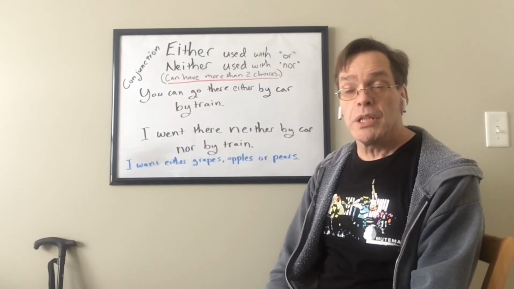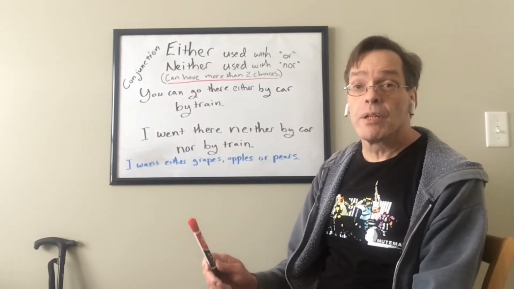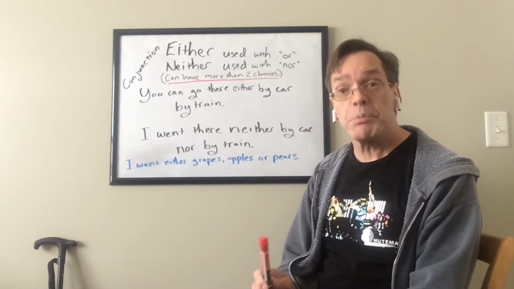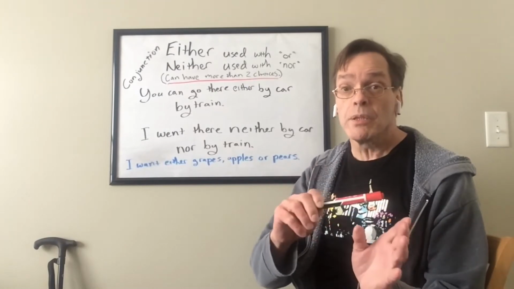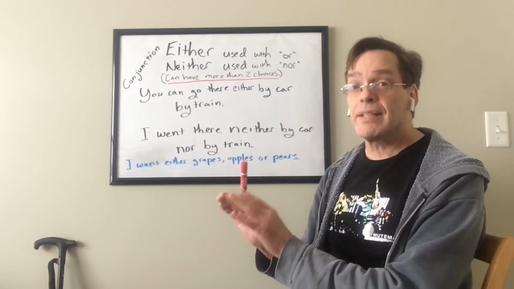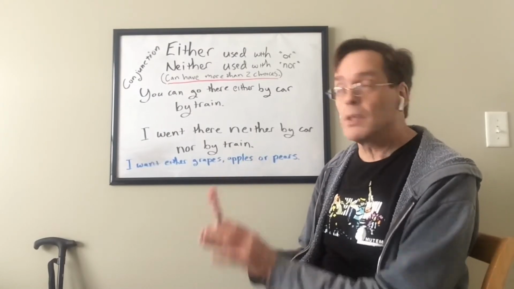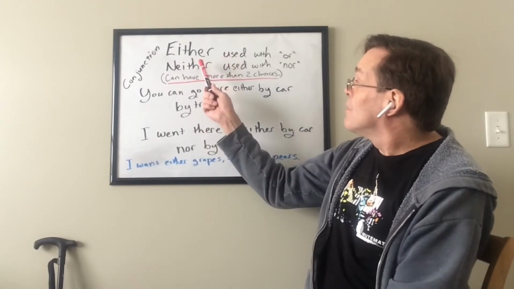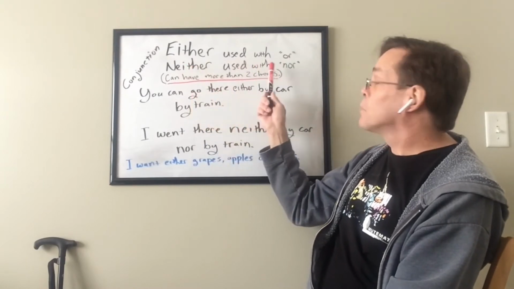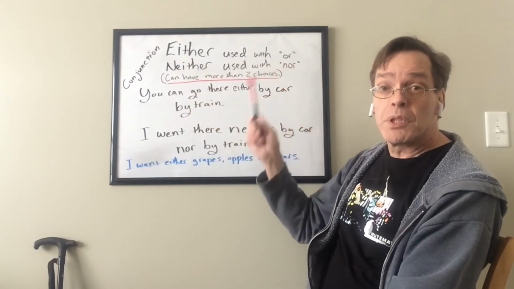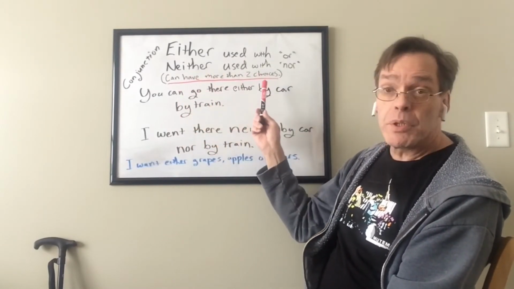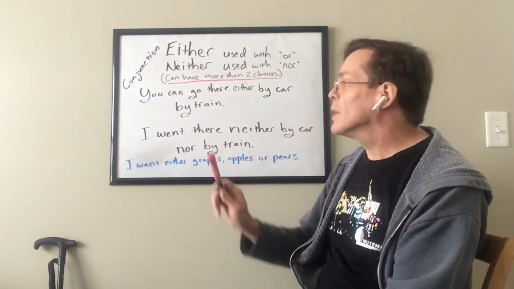When used as a conjunction, either and neither can be used with more than two choices. This is an exception to what we had said earlier, that either and neither is only used with two choices. This is a case that it can be used with three or more choices. So either is used with or, and neither is used with nor. Nor is just not or. And like I said, they can have more than two choices, and the last example will show that.